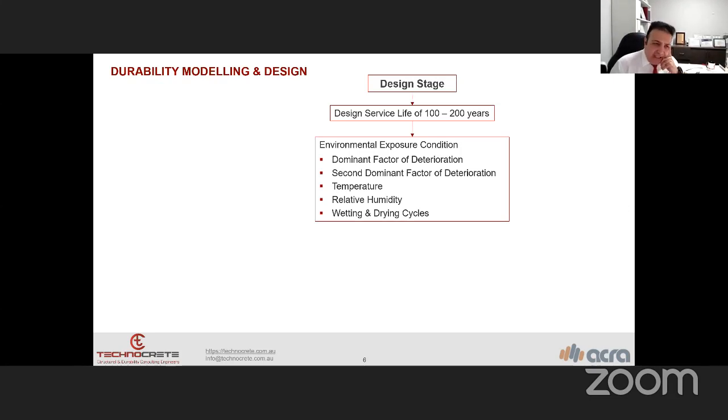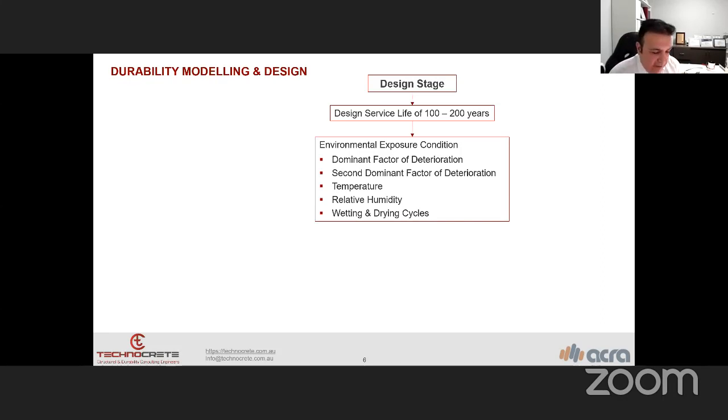However, in reality, in real environmental exposure, it's not only one element attacking the concrete. For example, even in seawater or ocean, we may have two types of attack on concrete. First is the chloride, which is the dominant one, but the second one is sulfate attack, like magnesium and sodium sulfate attack. Then we have a second dominant factor of deterioration. In our modeling, we have to consider the effect of the second dominant factor on the first dominant factor of deterioration when we are modeling the service life of the structure.